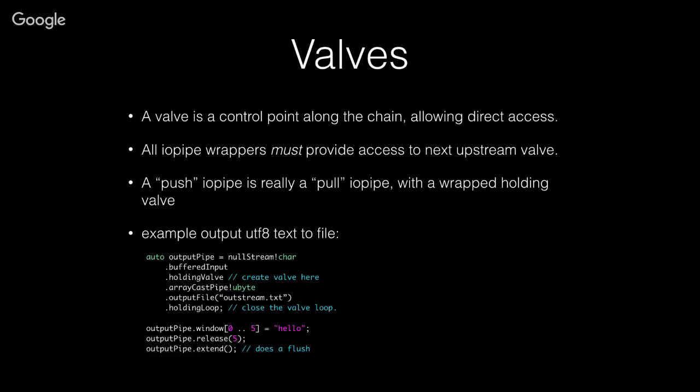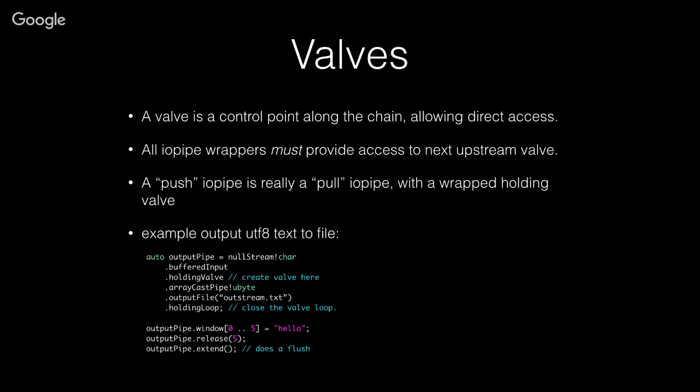All iopipe wrappers must provide access to the next valve. I have an easy mixin you can just include in your wrapper. If you don't want to deal with valves, you just say, here, just mix in a valve, and depending on whether my upstream iopipe defines a valve, it'll provide access to it or not. If you don't have a valve upstream, then using the valve member will just be a compiler error.